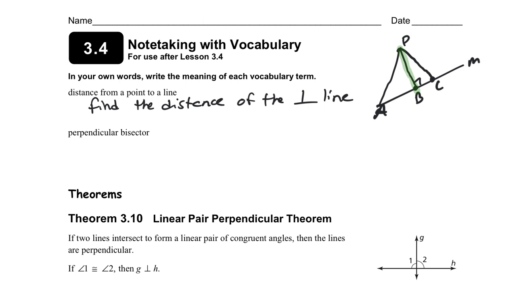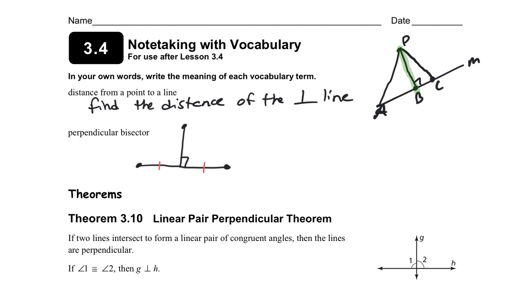We know a bisector cuts two things in half. A perpendicular bisector means a line or a segment that's perpendicular to another segment, and when it crosses at the midpoint, it bisects that segment into two congruent smaller segments. If I want to draw a picture for that, here's a segment, and my perpendicular bisector is going to make two congruent segments.